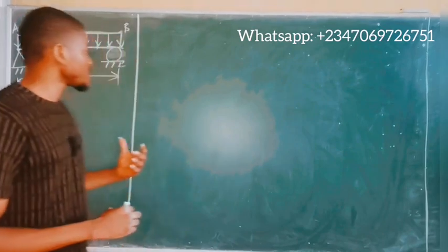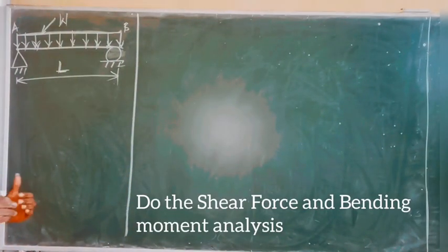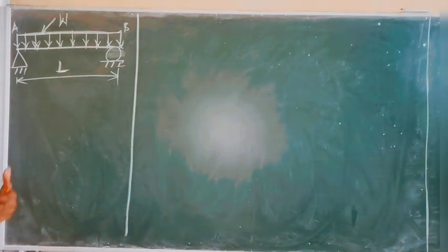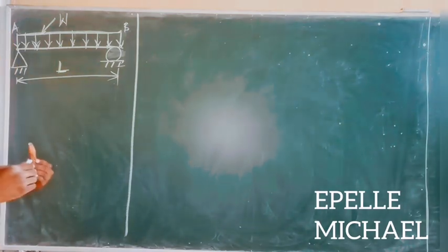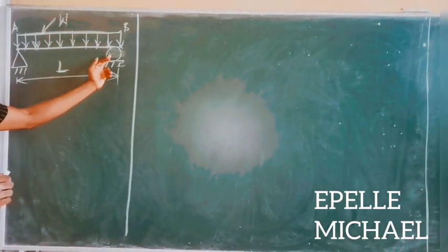Now, let's say we have this beam on the board and we are asked to do the shear force and bending moment analysis for the beam. The very first thing you will do, like always I will say, is to determine the reactions at the supports, support A and support B.